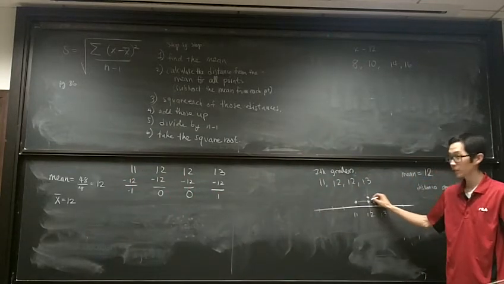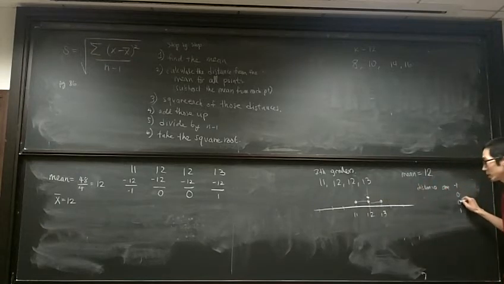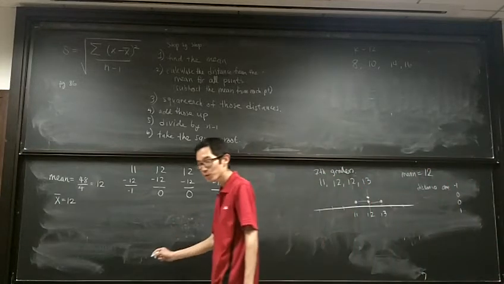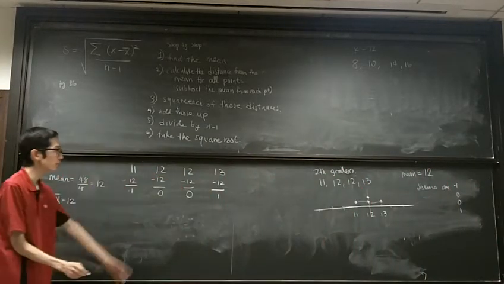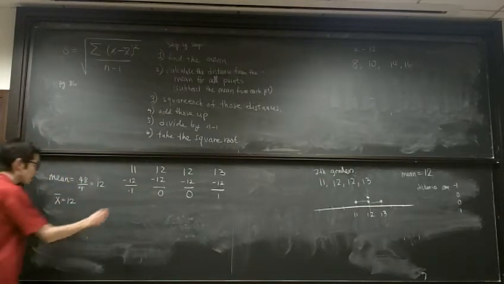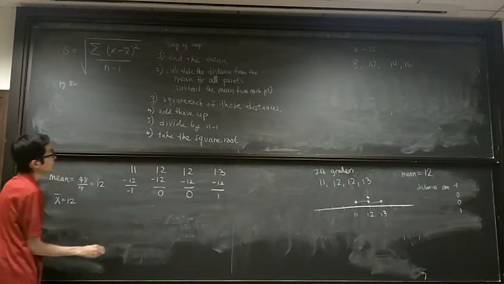Which we did over here already, right? We created the dot plot and we said, what's the distance? I'm just doing it over here in numeric form because some people would prefer that. If you can do it from a dot plot or just looking at the numbers, you can do that. It doesn't matter.